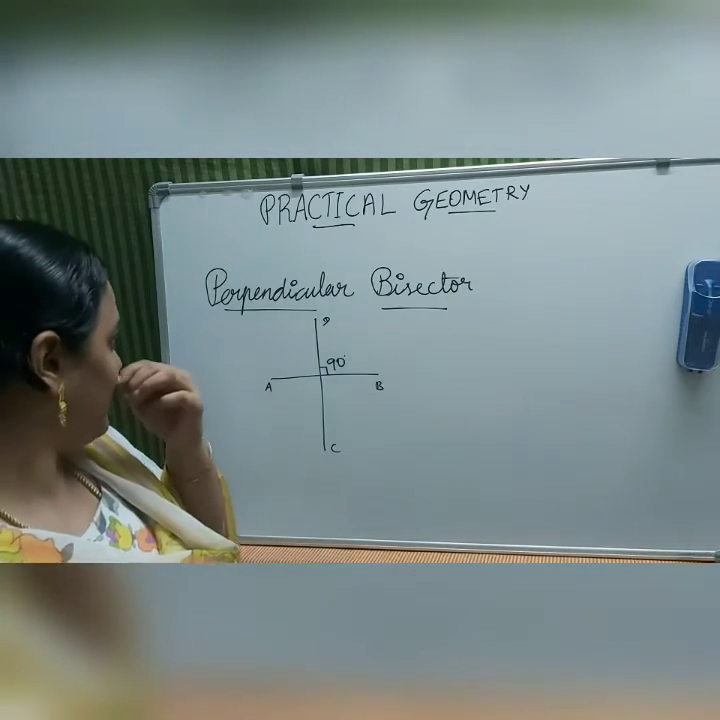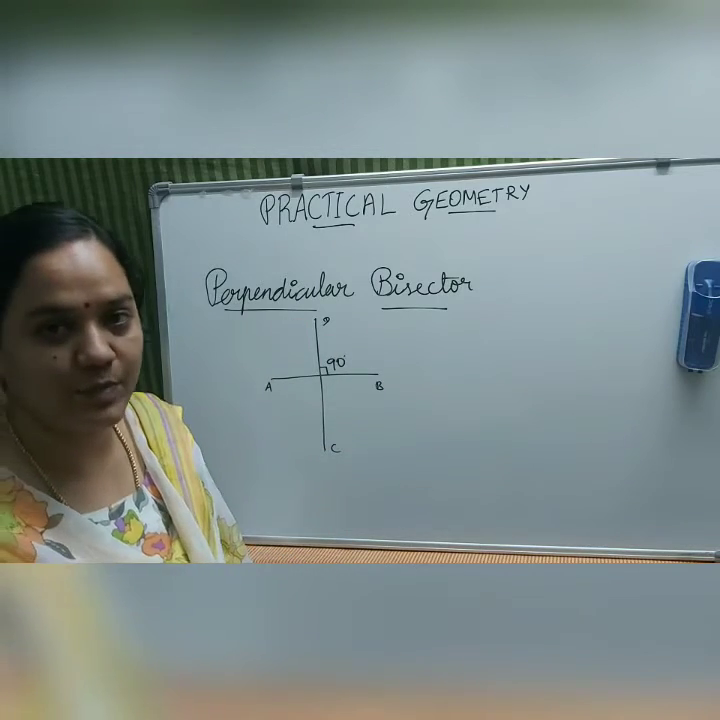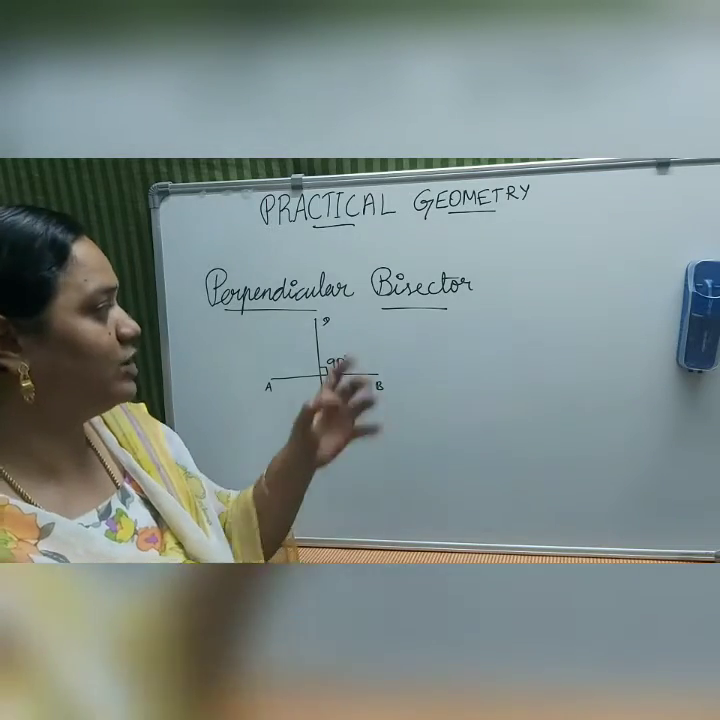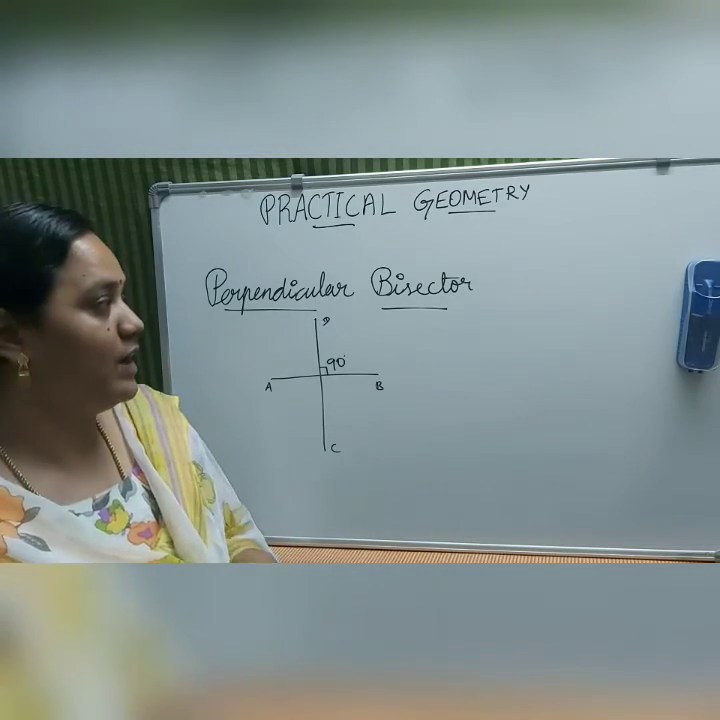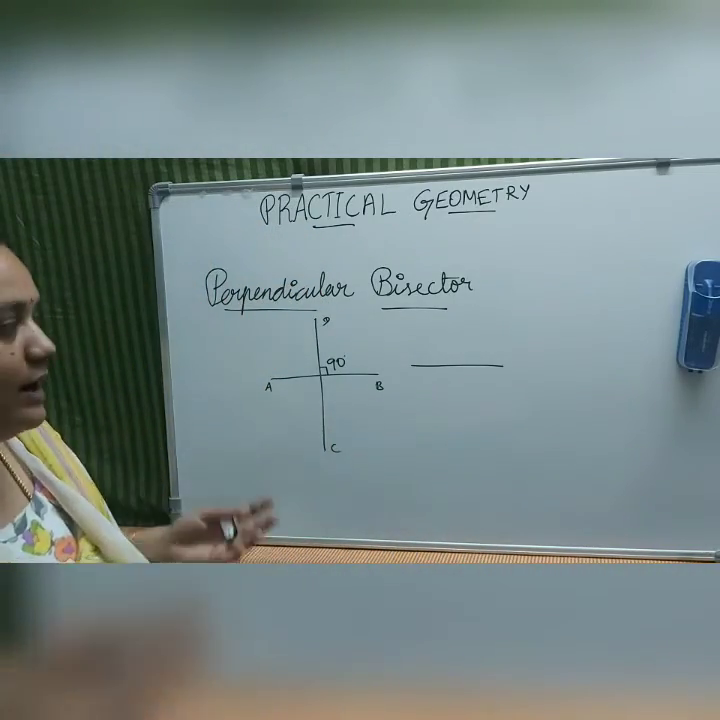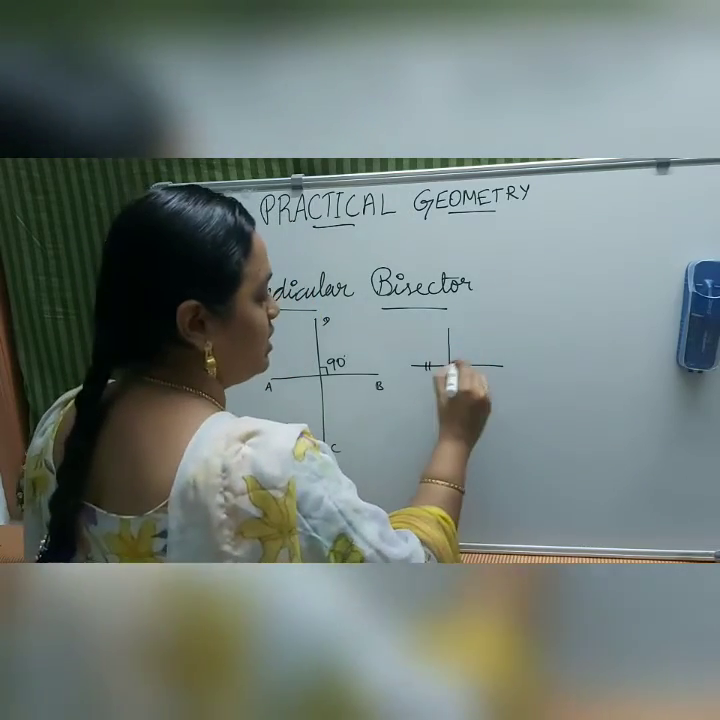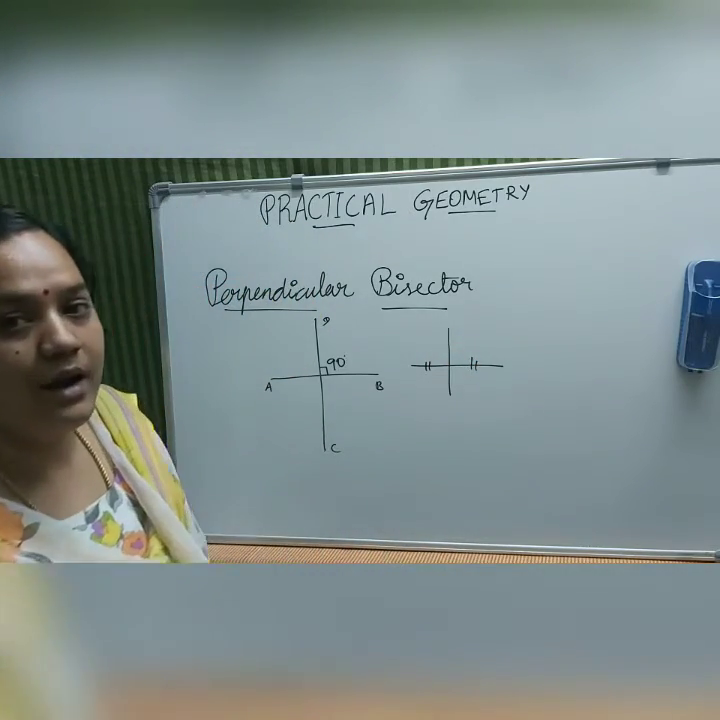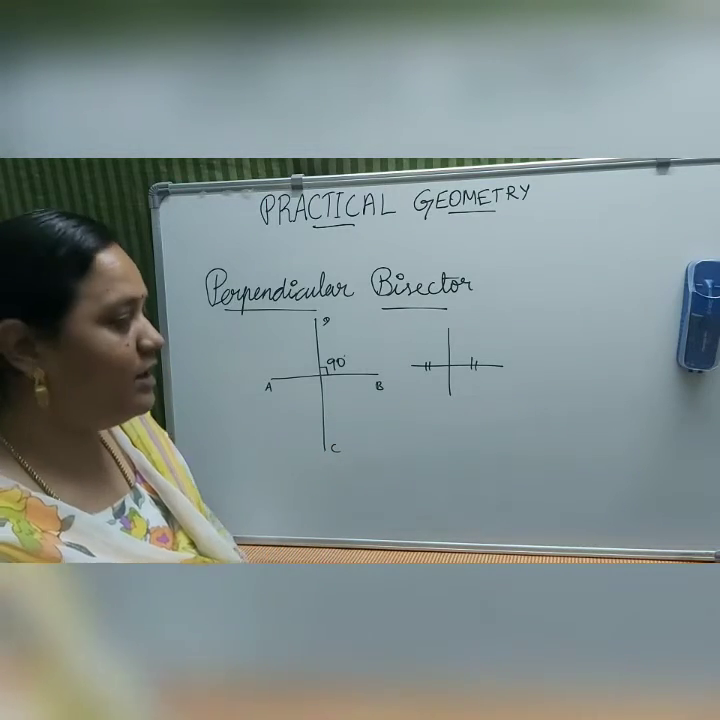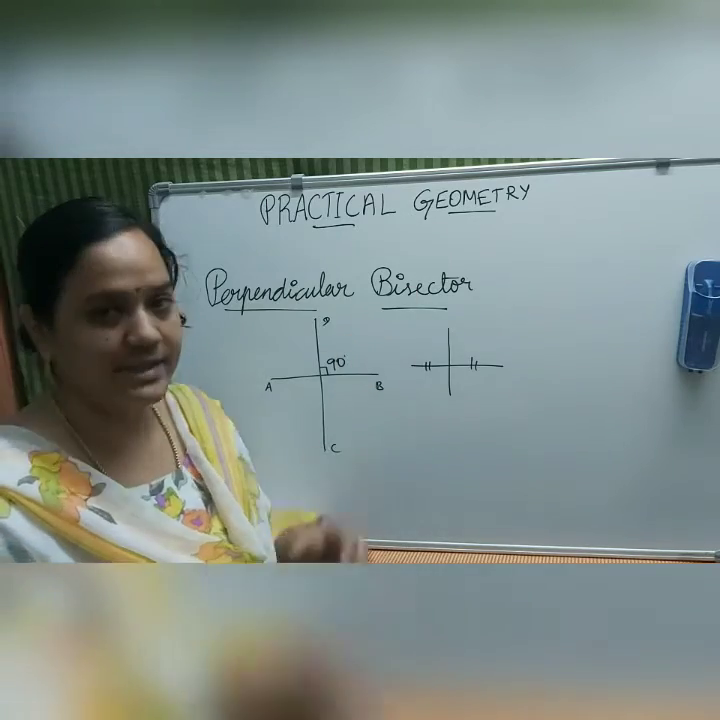Next, bisector. What is a bisector? I explained in my previous video that bi means two, and sector means sections. So if I am dividing anything, any line or any angle, into two equal parts, then it is known as a bisector.